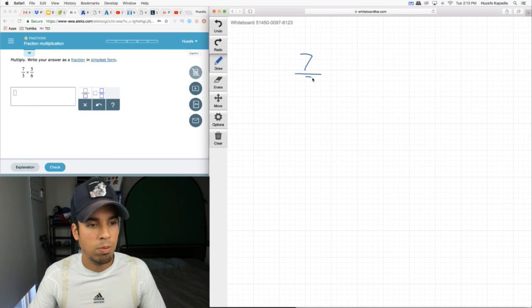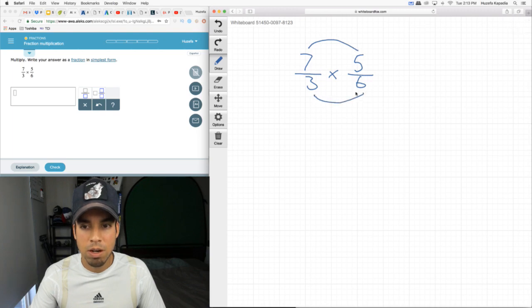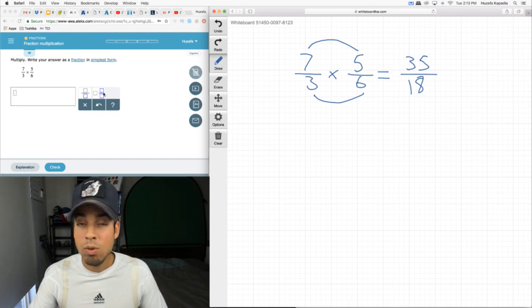So with fraction multiplication, as I've mentioned before, we are simply multiplying across the top and across the bottom. And it's really no more complicated than that. It's really great. So we have 35 on top, and on the bottom, we have 18. But they want simplest form. Okay, so what does that mean? Probably that doesn't always mean this.